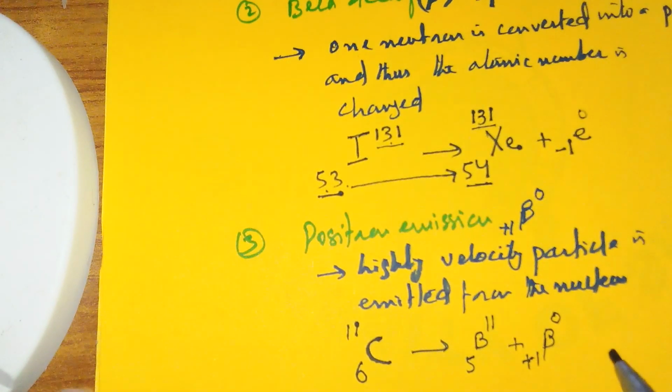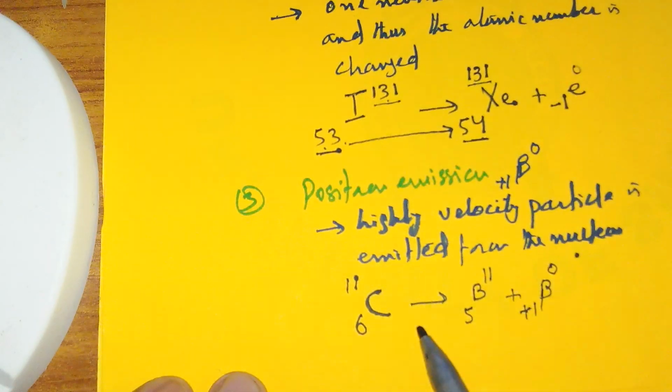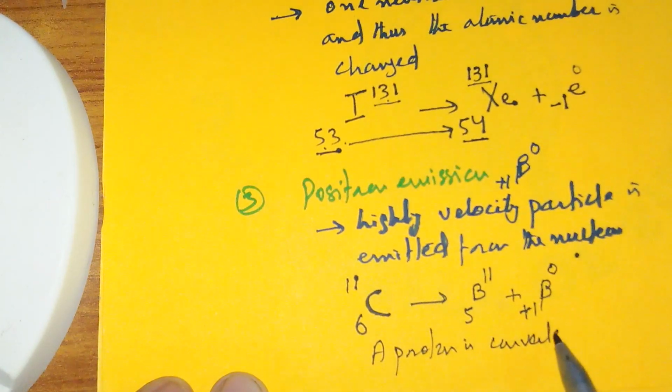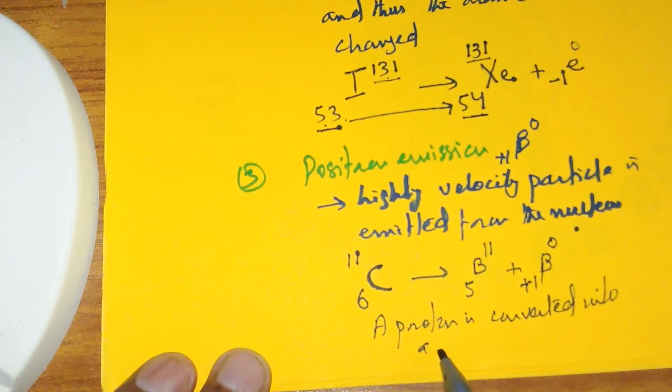So during positron emission, a proton is converted into a neutron. So this is positron emission.